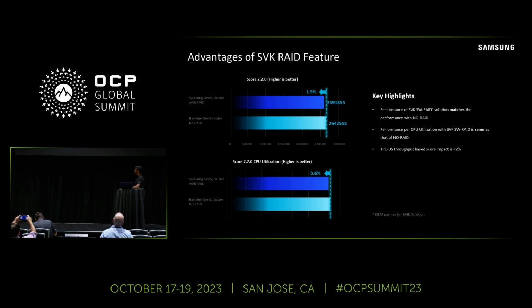This is the benchmark we did with VMware Greenplum, the TPCDS benchmark on the Greenplum. With SVK RAID, we are able to achieve less than 2% throughput impact and almost similar CPU usage on the cluster. So as you can see, it's less than 2%, and basically what we are saying is with our software RAID, the performance won't go down, and it will be able to provide fault tolerance to our customers at the same time. Thereby, in the long run, we'll reduce the TCO too on top of that.